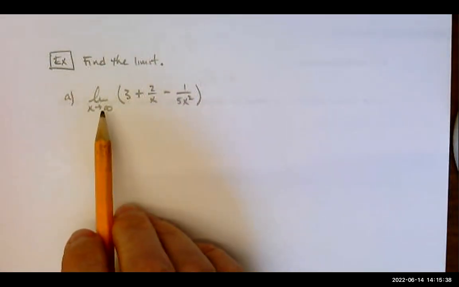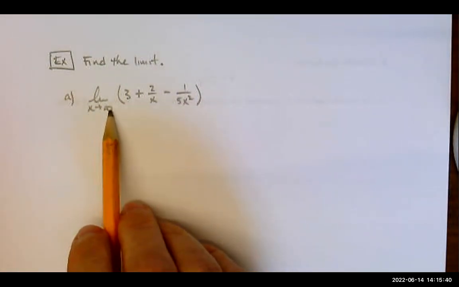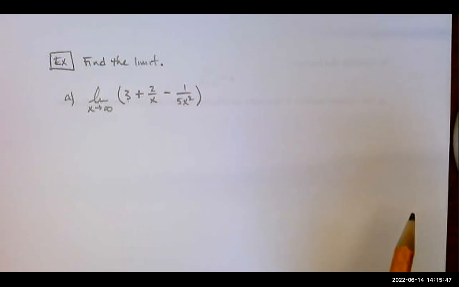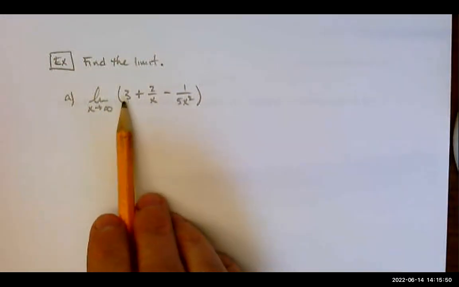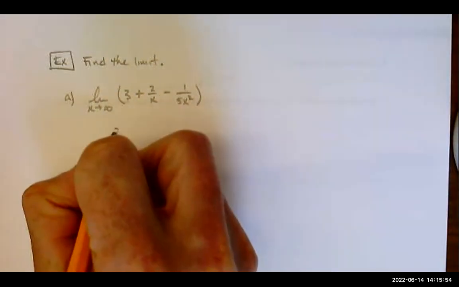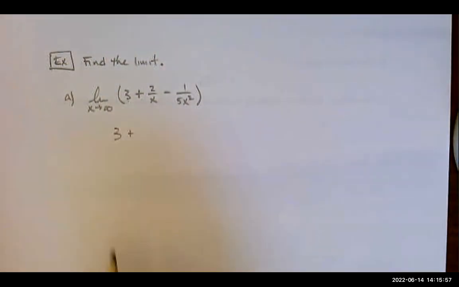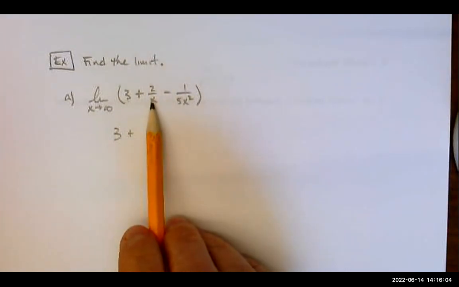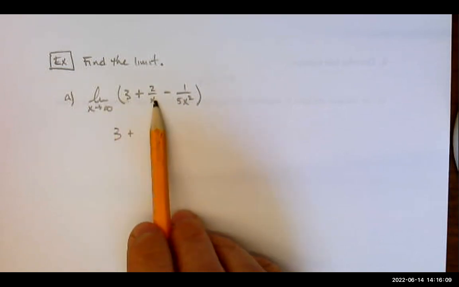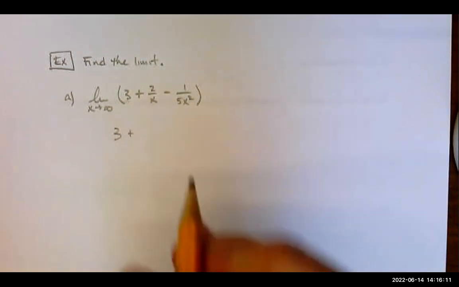So we can say, okay, the limit as x approaches infinity for 3. If you think of the graph of 3, that would just be a horizontal line, y equals 3. So as x gets bigger and bigger, that y value is always just going to stay right at 3. So that one, nothing will happen. It's just going to remain at 3. This next one, though, as x gets bigger and bigger and bigger, 2 over infinity, where is that going? To 0.